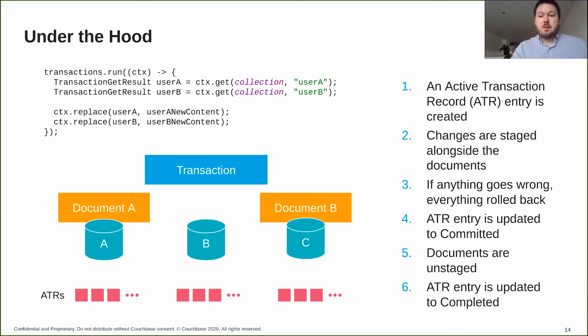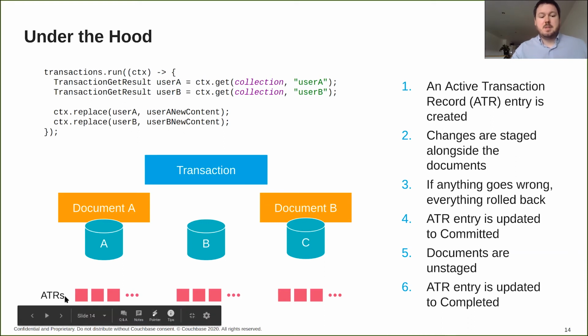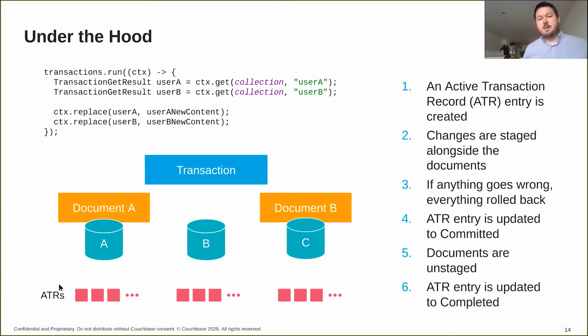So where we create that entry is in these active transaction records, ATRs. There's a minimum of 1,024 of these documents, and they're created on each bucket that is doing transactions. They're automatically created and maintained by the transaction library. So please just ignore them, let them do their thing.